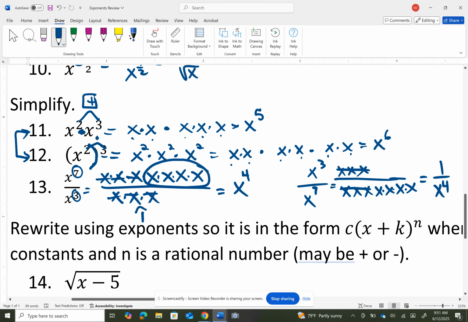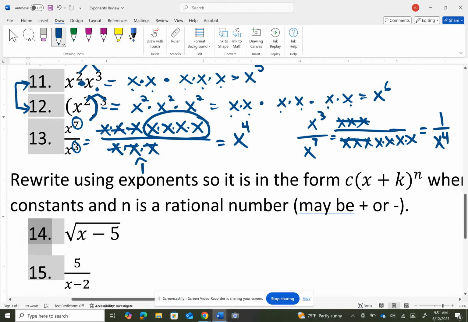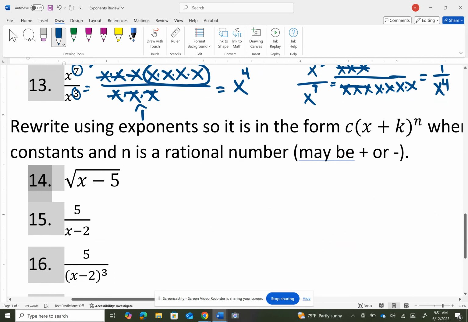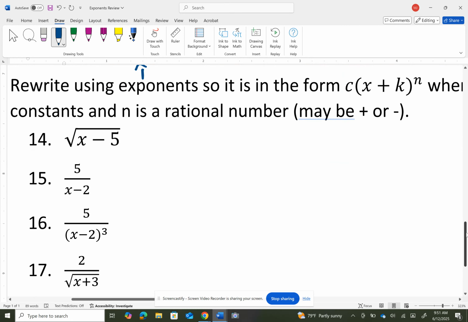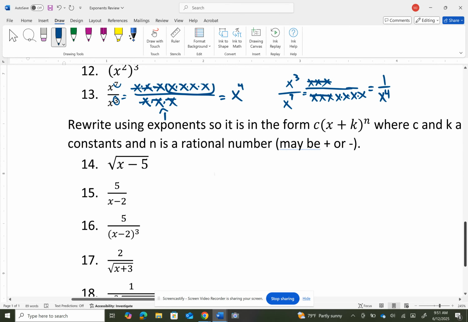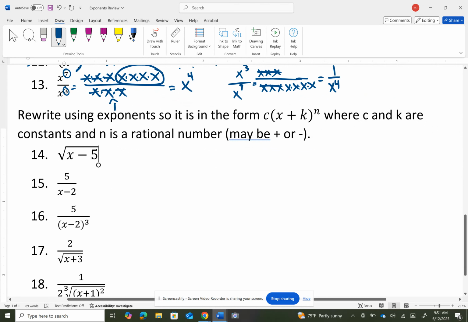All right, now here's the part that we're going to really be working on so that we'll be able to make use of the power rule when we're doing derivatives. So here's what you're being asked to do. Rewrite these expressions using exponents, so you get some number times some quantity raised to a power. Okay?